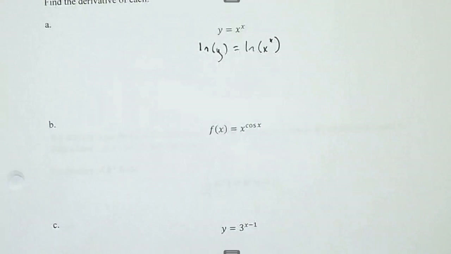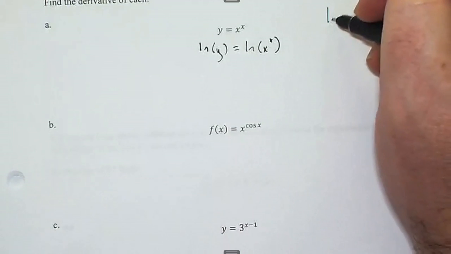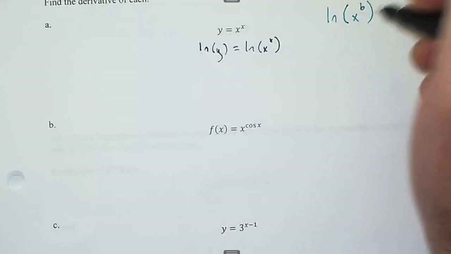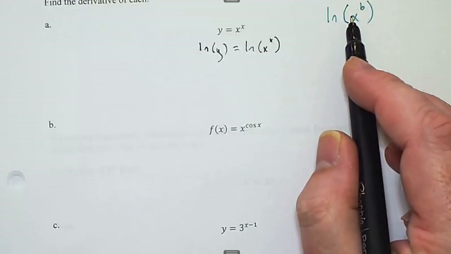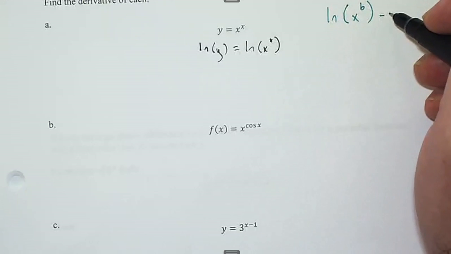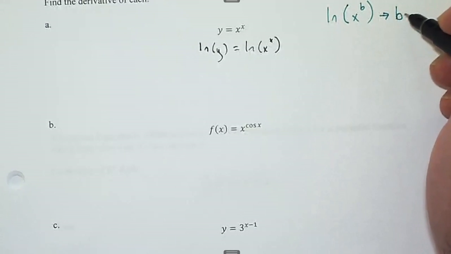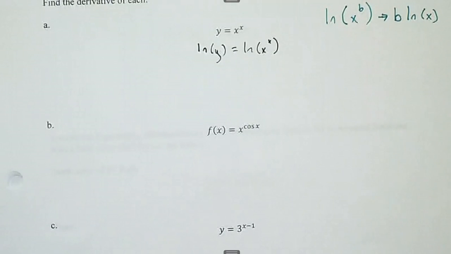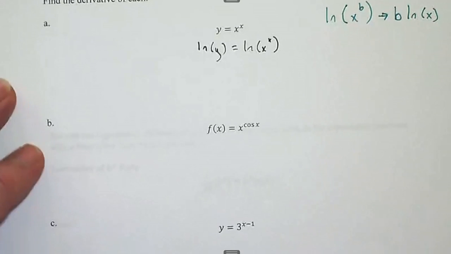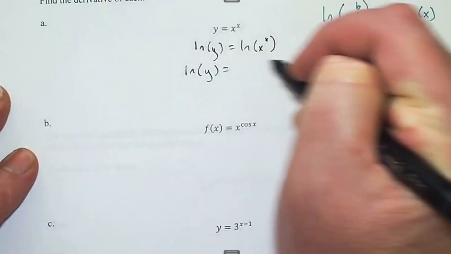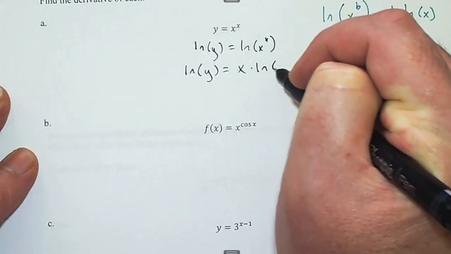Now, it's a property in logarithms. We know that the log of x to the b, when we have a power inside a logarithm, now not a power on the outside of the logarithm, but a power on the inside of the logarithm, we can use log expansion to bring that power down in front. It's a very important property of logarithms. In fact, it's what makes logarithms so great. So that's exactly what I'm going to do. And make this x times the natural log of x.